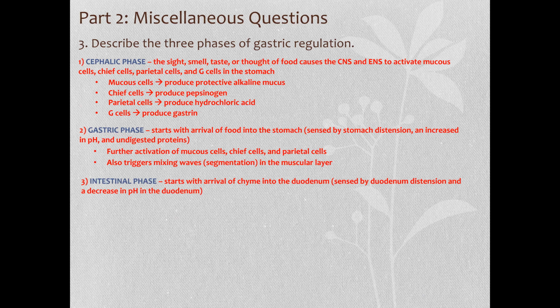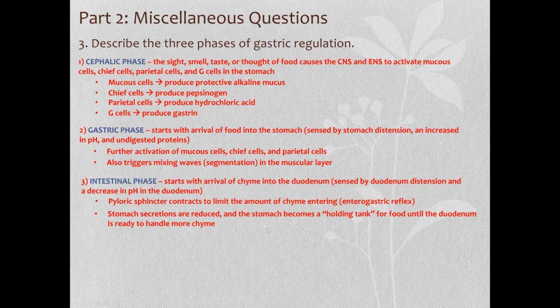Then you have the intestinal phase, which starts with the arrival of chyme into the duodenum, and this is sensed by stretch receptors that can sense the duodenum distend, and also chemoreceptors that can sense a decrease in pH in the duodenum. So the intestinal phase is going to involve the pyloric sphincter contracting or closing off, which will limit the amount of chyme that is entering the small intestine from the stomach, and this is called the enterogastric reflex. The stomach secretions are reduced, and the stomach then becomes a holding tank for the food until the duodenum is ready to handle more chyme.